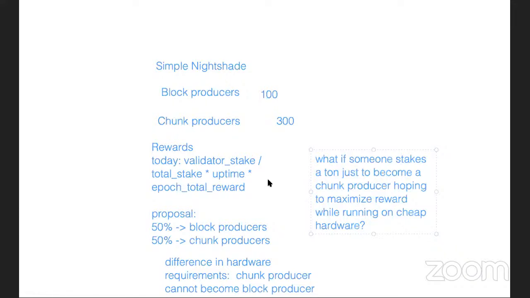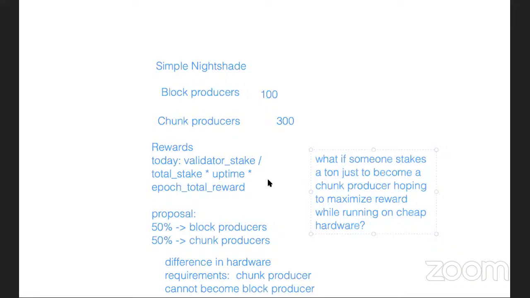Well, my idea is that the reward per stake should never be more for a chunk producer than for a block producer. It doesn't make sense, because there are fewer hardware requirements to be a chunk producer than a block producer. So one of the constraints is that the rate of rewards to stake for a block producer should be greater than or equal to that for a chunk producer.